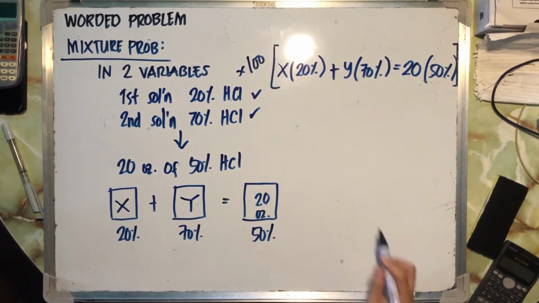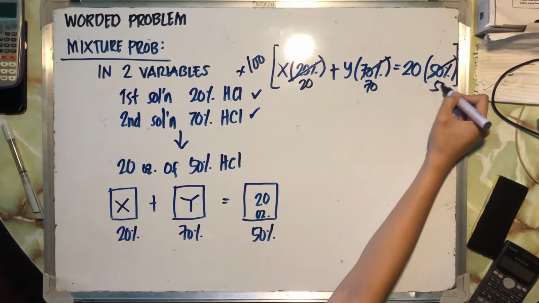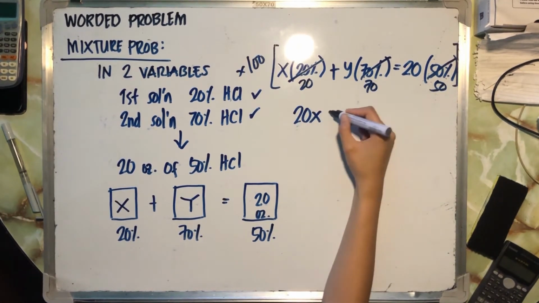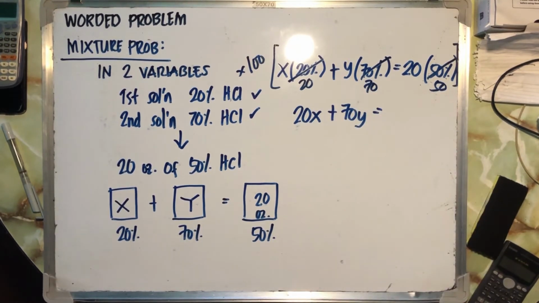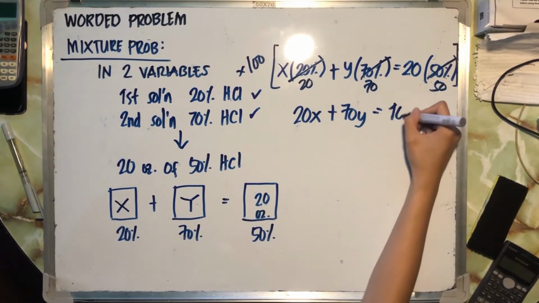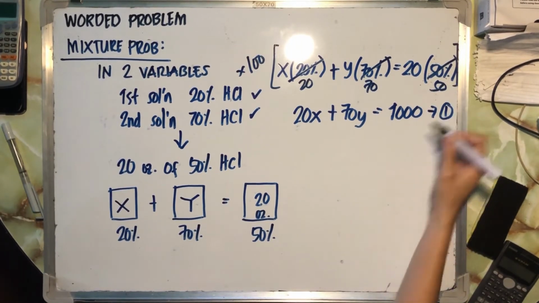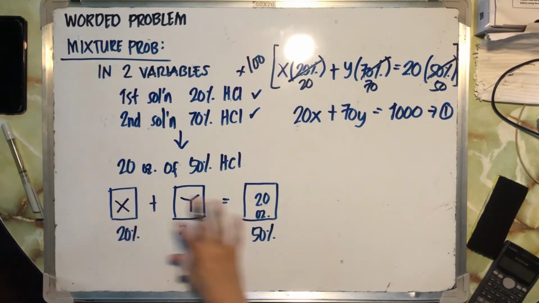Okay? Times 100 tayo. So, this would now be 20 na lang, this would be 70, and this would be 50. Okay, multiply natin. That will give us 20x plus 70y is equal to, ilan ang 50 times 20? 1,000. Tama ba? Okay. Ayan. So, that would give us our first equation. But, looking at the problem, wala tayong ibang statement nang nakabigay dyan. So, where are we going to find our second equation? Saan? Okay? Looking at our drawing, di ba?